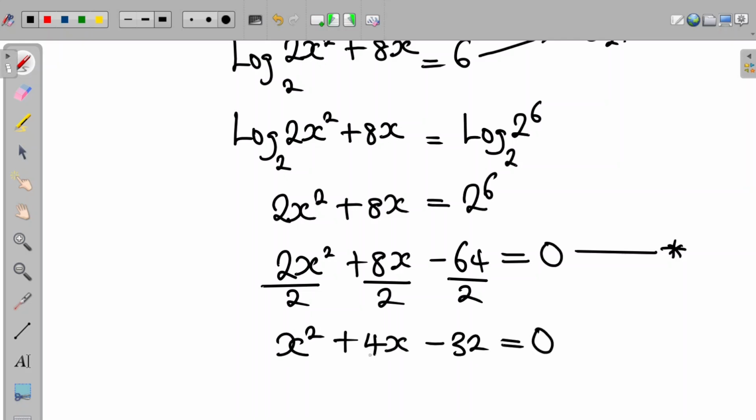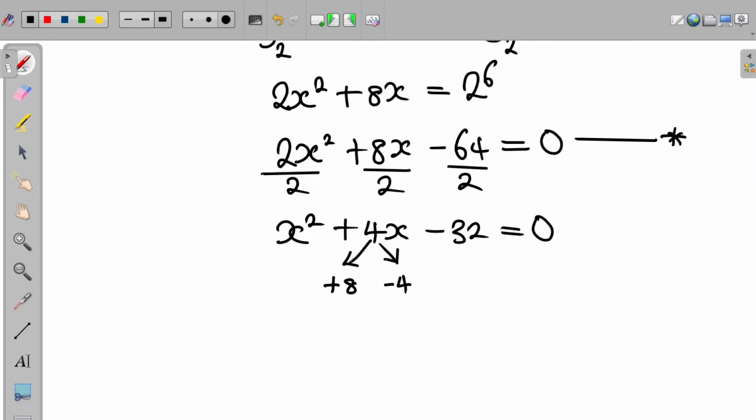Now, we obtain the value of x using the factorization method. So we look out for two integers that, when we add them, we obtain plus 4, and when we multiply them, we obtain negative 32. The two integers are plus 8 and minus 4. So therefore, the equation now becomes x squared plus 8x minus 4x minus 32 equal to 0.